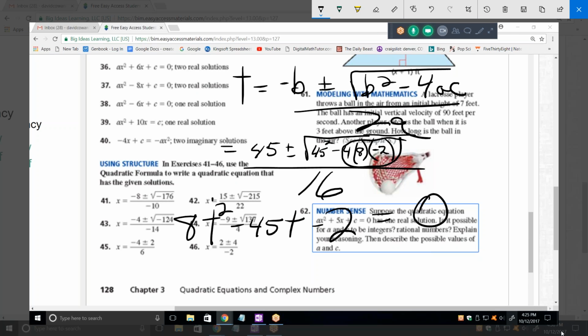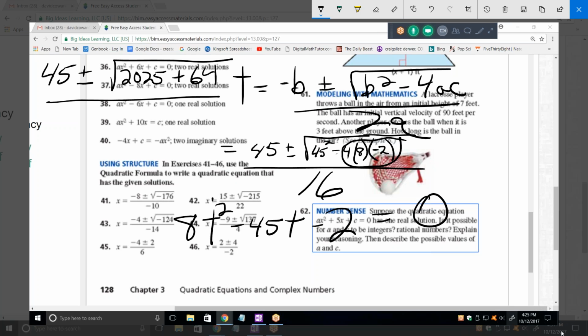So let's see, I guess you need an answer, don't you? So here's what we got. 45 plus or minus, what's 45 squared? 2025. And then it's going to be plus 64, right? You see why? Yes. Because it's going to be minus a minus 64, which is the same as plus 64, all over 16. Now, I don't know what kind of number that is, but that's your answer.